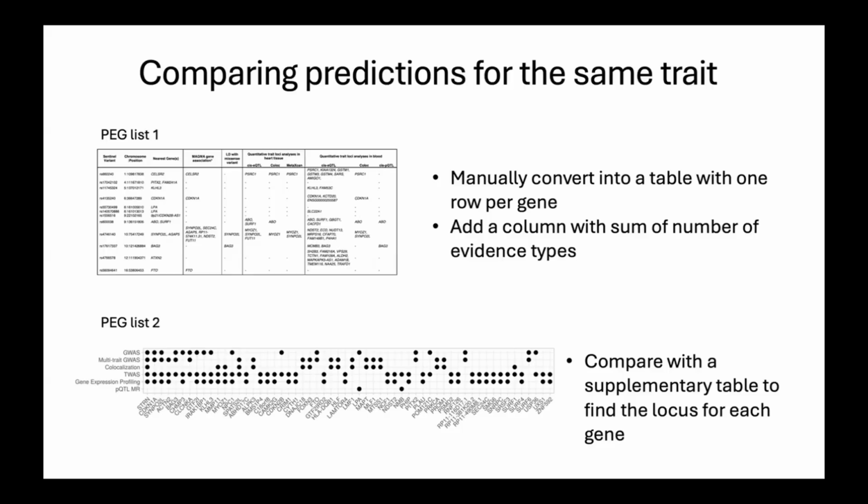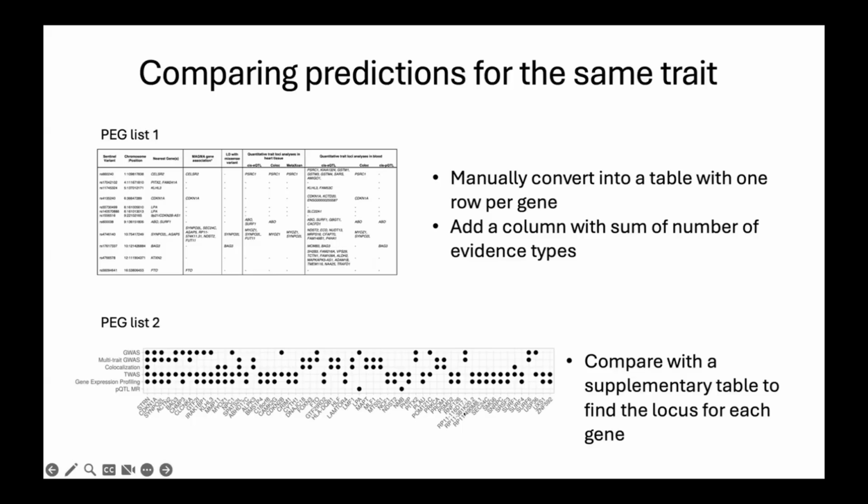Then the second peg list for the same trait was only presented graphically here. So their genes are along the bottom, and the dots mean that the gene had significant evidence of that type. In this case, I actually did type it into a table, I'm kind of ashamed to say. And then the genes didn't indicate which locus they were at, so I had to compare with a supplementary table to find the locus for each gene.